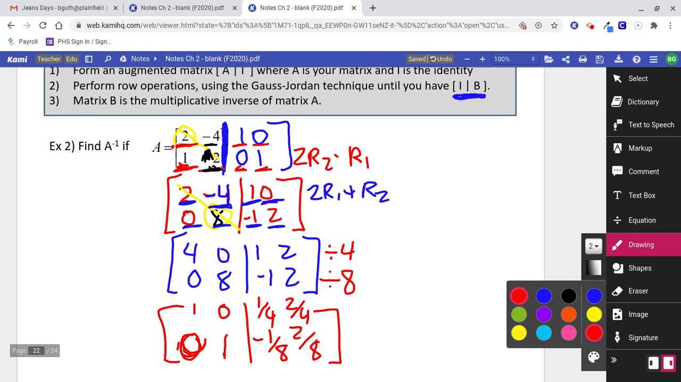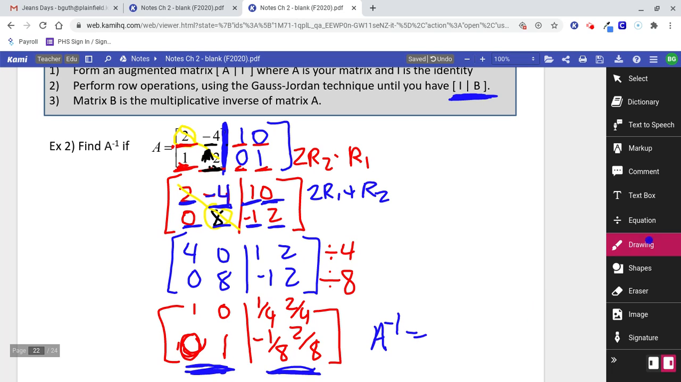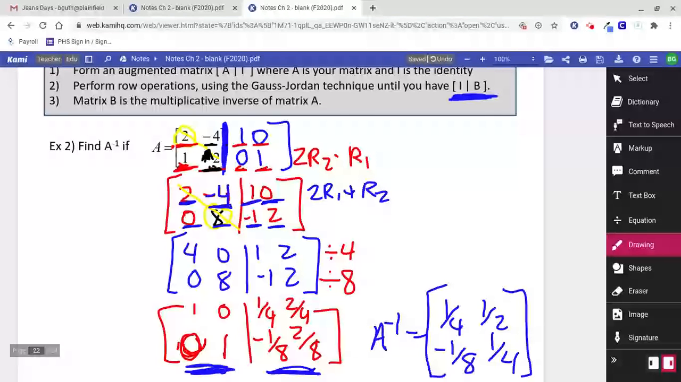And what you see, remember up here when we wanted IB, that's what we've got. Here's I and here's B. But really, instead of saying B, that's your inverse. The inverse of your matrix here, that's what we're trying to find, is 1/4, 2/4 I'm going to reduce to 1/2, negative 1/8, and 2/8 I'm going to reduce to 1/4. Okay, now, that's how you do it by hand.